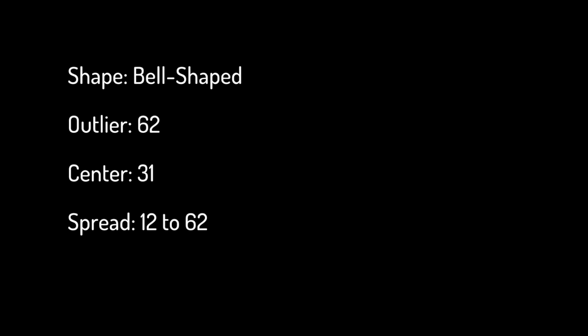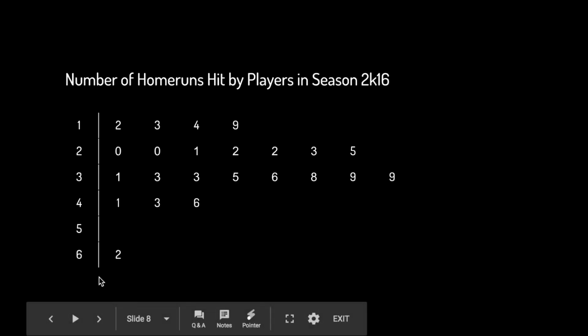Second of all, the outlier will be 62. As you can see, the 62 data is far away from the cluster of all this data, mainly ranging from 1 to 4. That's why we should consider 62 as the outlier.